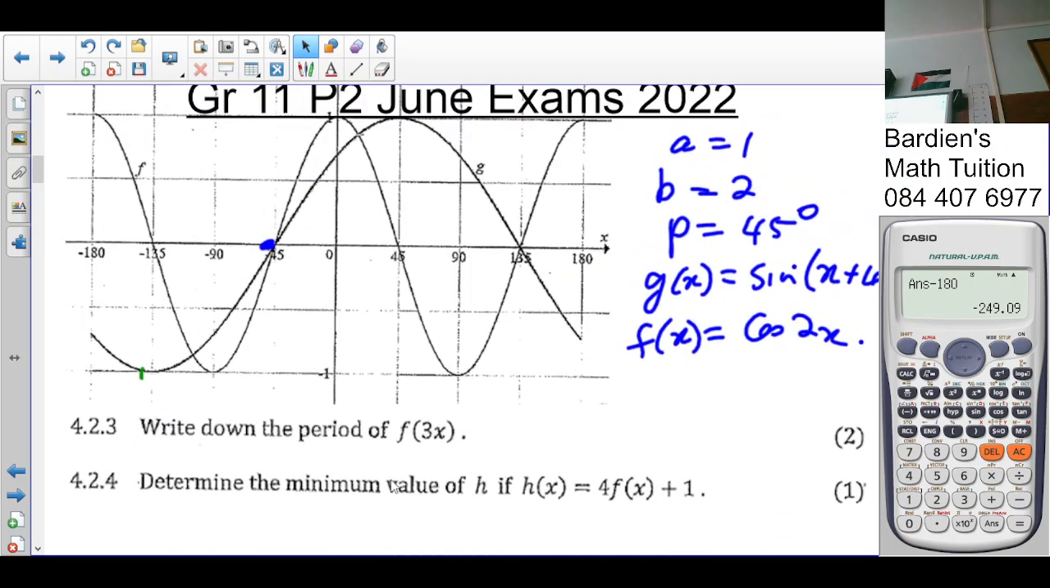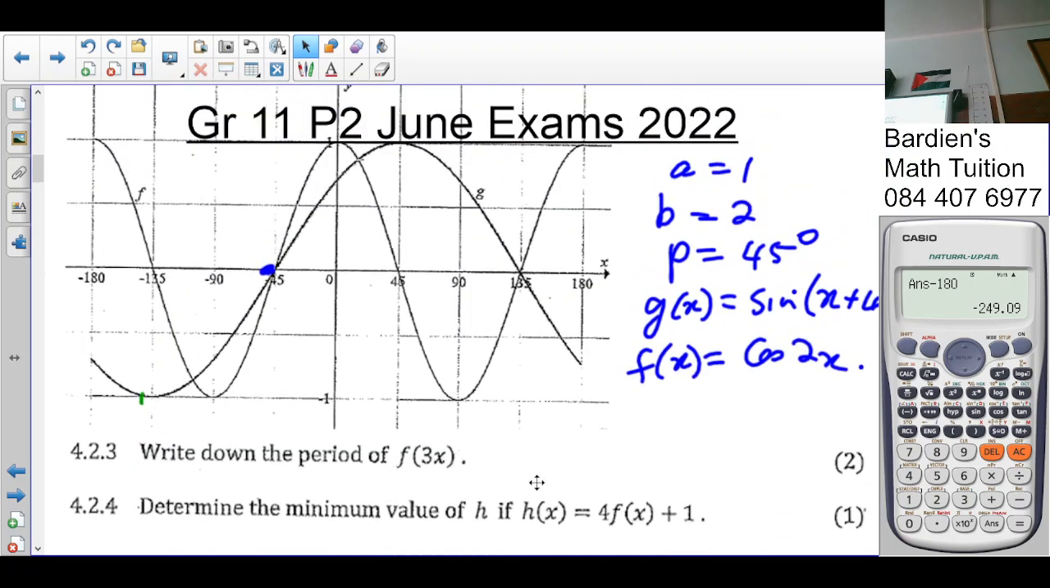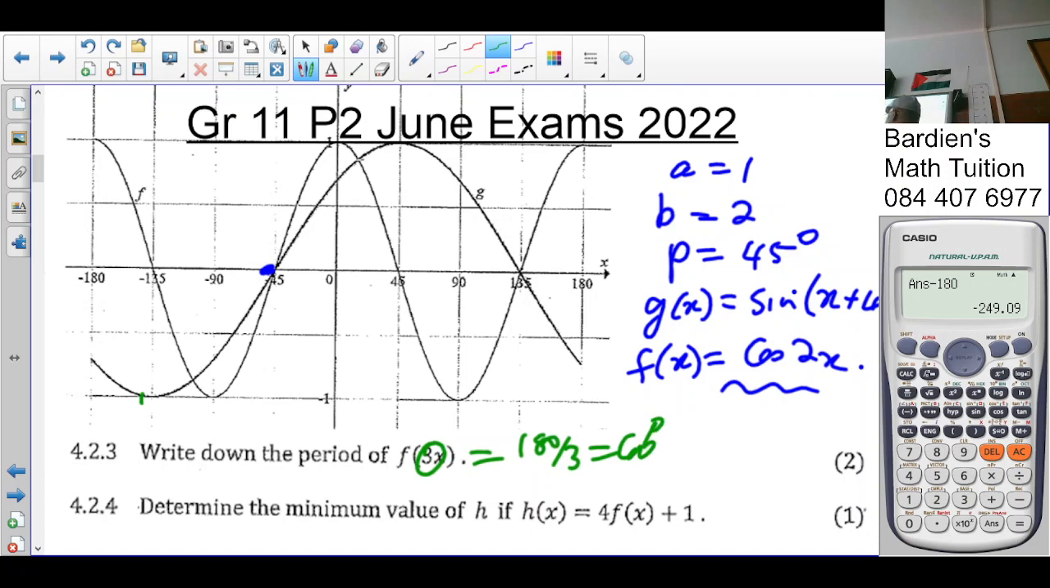So the next question. They asked you to write down the period of f of 3x. But what is the period of f of x as it stands here? The period of f of x is 180. Not so. It's further divided by 3. So it's 180 divided by 3, which is 60 degrees. You say, okay, I didn't think like that, no problem.